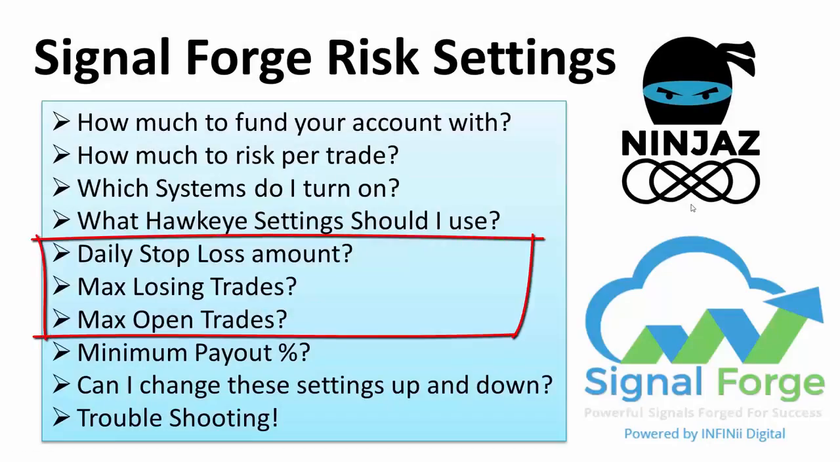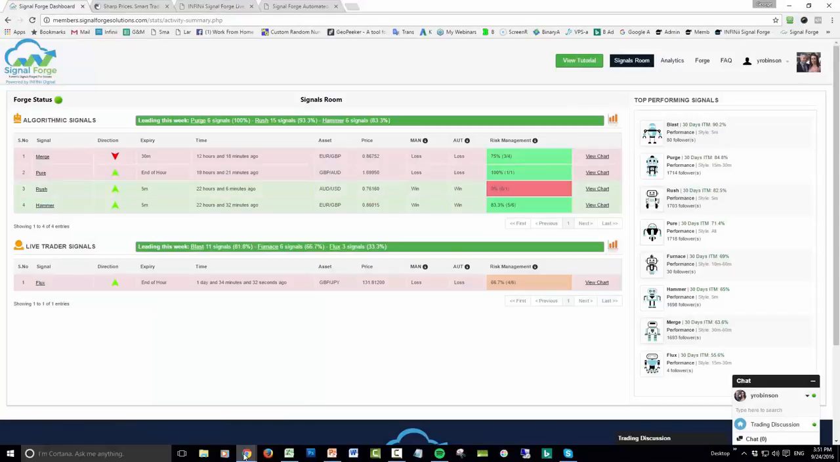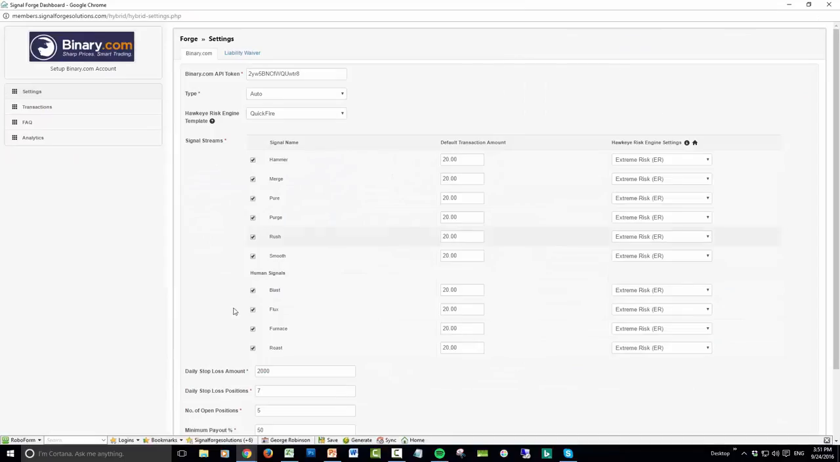The next part here is the daily stop loss amount. So in here, again, under your Forge setting, down the bottom here we've got daily stop loss amount. Now we've got this set for 2,000, so this would mean $2,000 we're risking. We could lose effectively $2,000 before the system would turn off for the day. So that's our maximum we could lose in a day.